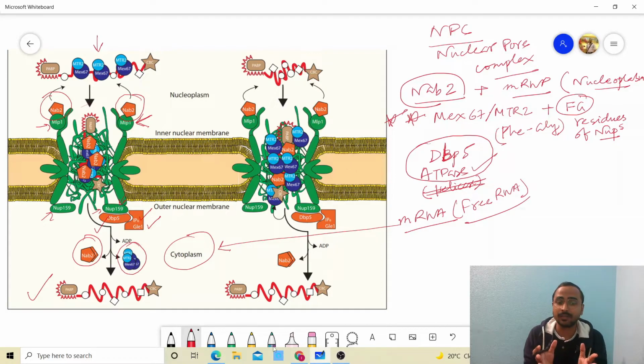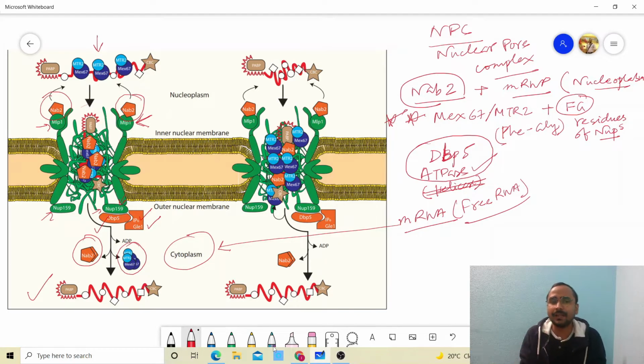So in this way, the mRNA will be transported with the help of some very important proteins. The proteins which I mentioned in this video are the most important proteins, and usually questions can be asked from these proteins only, not any other protein, because these are the primary proteins required for mRNA transport. Okay, I hope you understood.